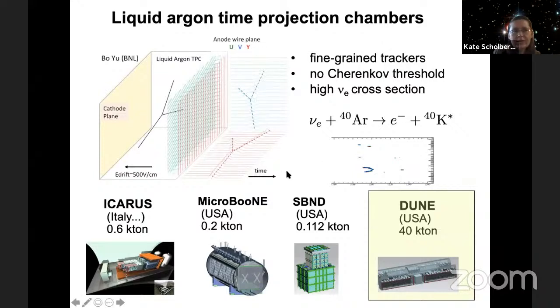And so here, these are the instances of these detectors. There's the Icarus detector, which has actually just been moved from Italy to the US and is turning on in the US at Fermilab. There's MicroBooNE at Fermilab, which has been running for a while. There's SBND, which is turning on soon at Fermilab. And then the DUNE detector is 40 kilotons. So these are all modest size, less than 1 kiloton scale. DUNE is a huge 40 kiloton scale detector.